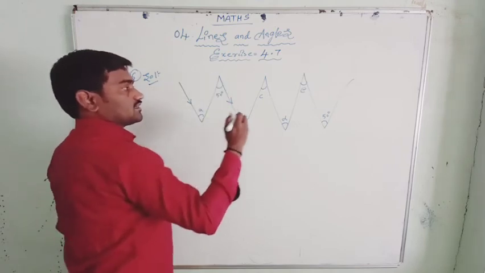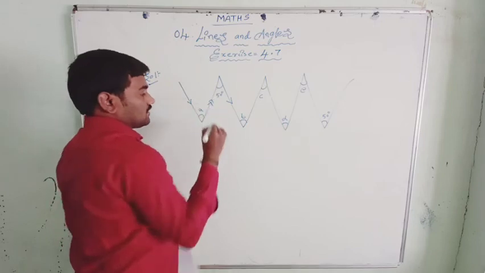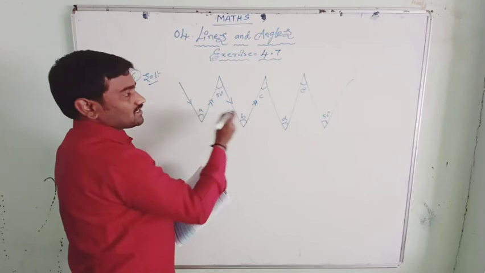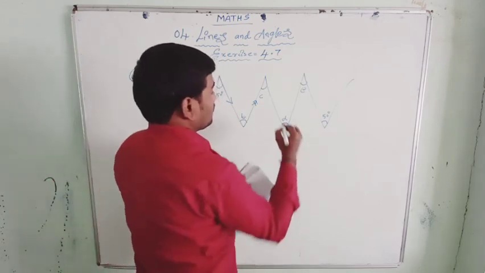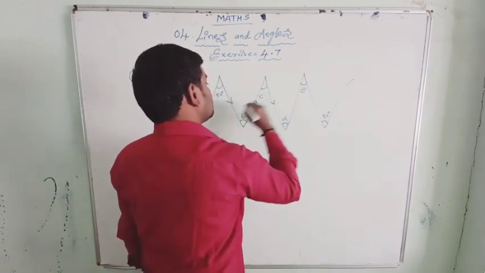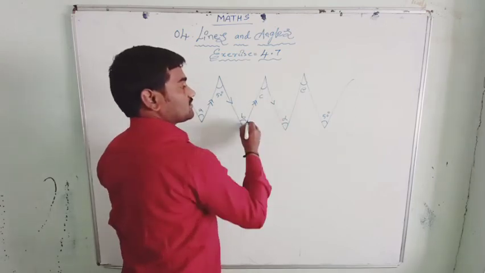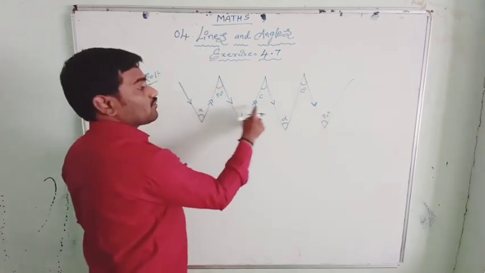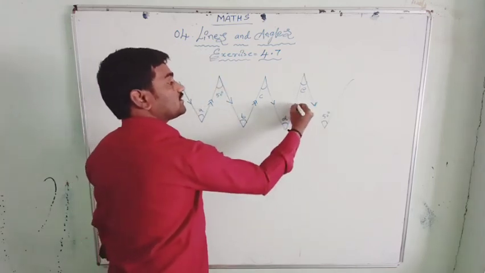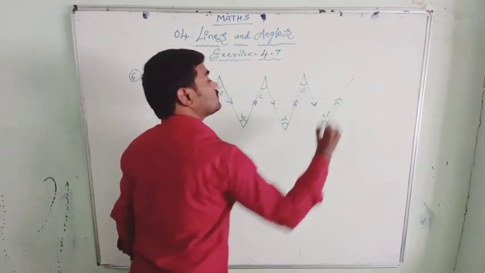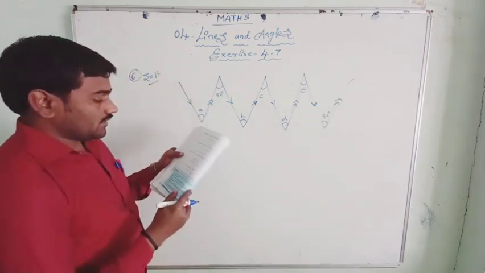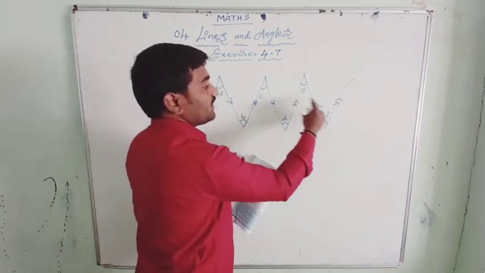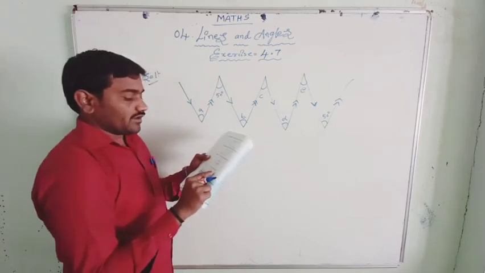This line is the transversal. See the two arrow marks I am showing, so these two lines are parallel. Here these two lines are parallel and this is a transversal. And after that, the lines with one arrow mark are parallel to each other, and the lines with two arrow marks are parallel to each other. Then find angles A, B, C, D, E in the figure and give a reason.